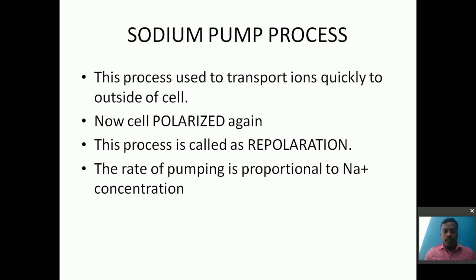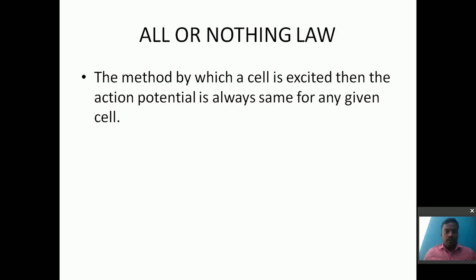After that the sodium pump process is applied. So the large amount of sodium ions present inside the cell is moved outside. Immediately, very fast, it is moving outside. This process is called repolarization. The rate of pumping is proportional to the sodium ion concentration. Okay, so this is the sodium pump process.